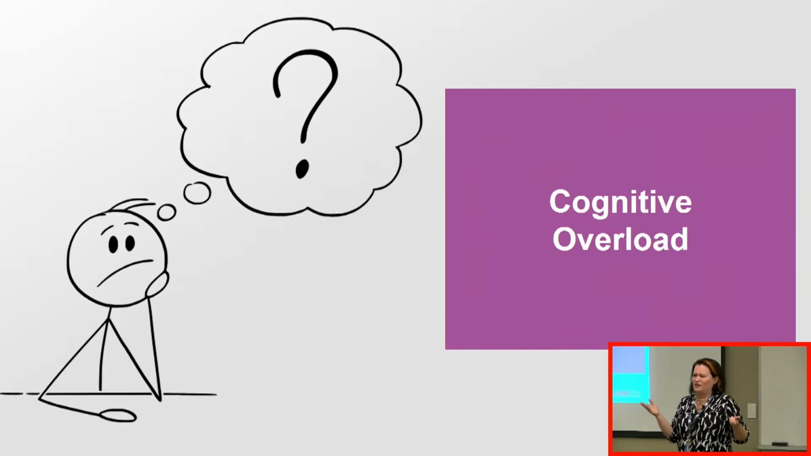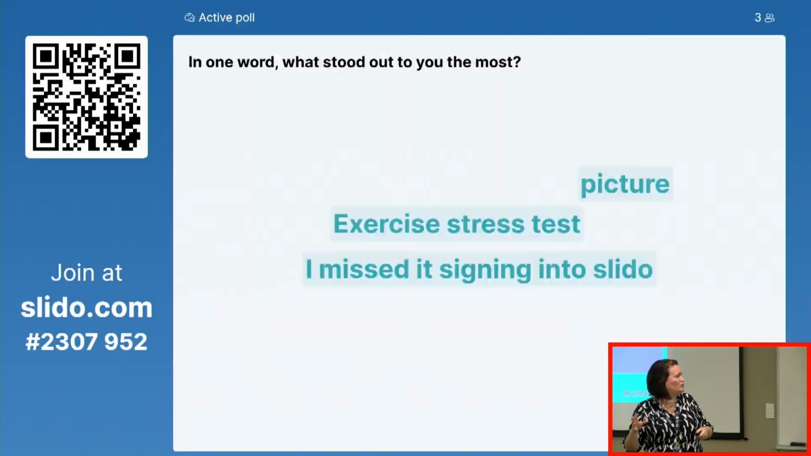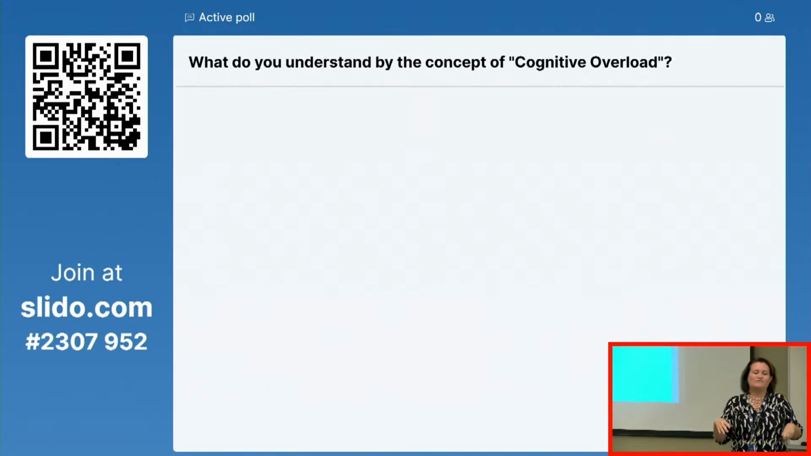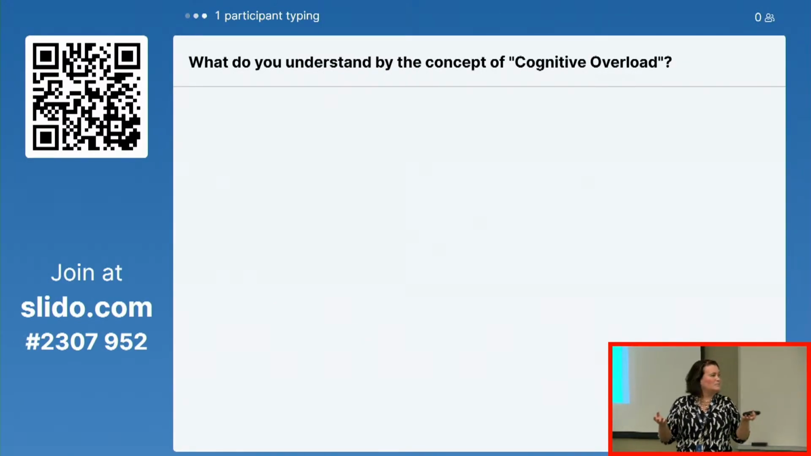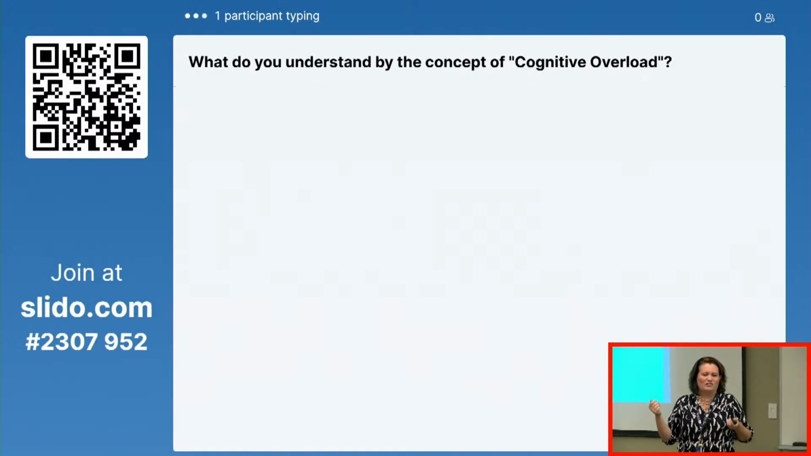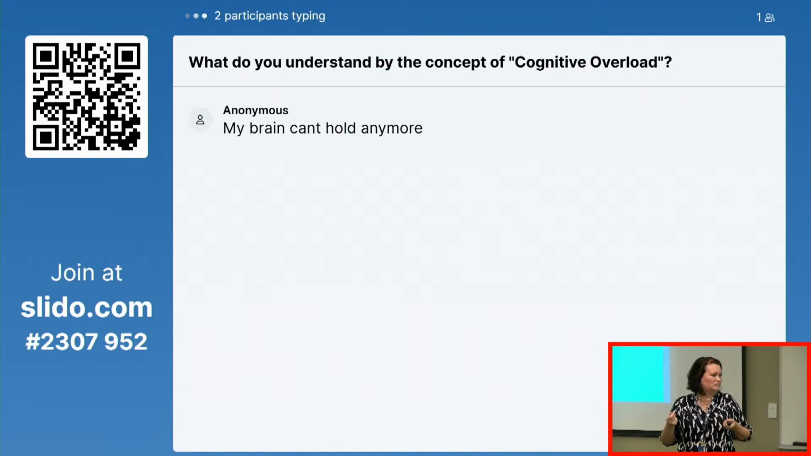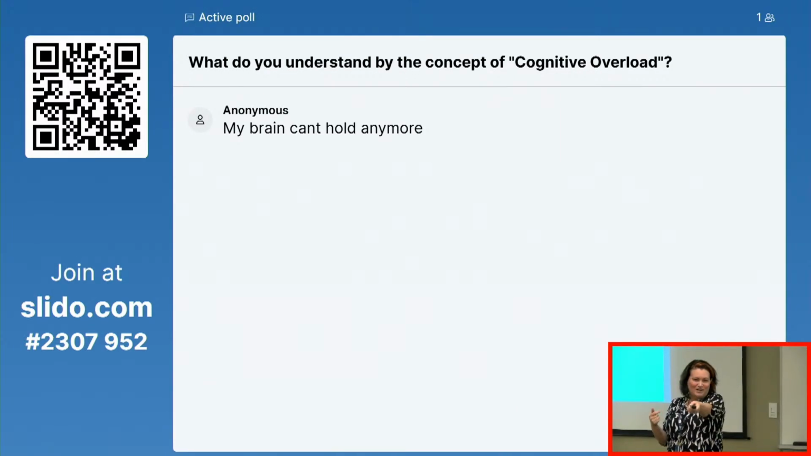Who here has heard of cognitive overload? Or can you tell me what you understand by cognitive overload? I'd love to know, because I think we've all heard that. Cognitive overload. We're like, yeah, we've heard that before. Anybody want to put on Slido or share with me what you think cognitive overload might involve? My brain can't hold any more. Too much information all at once.